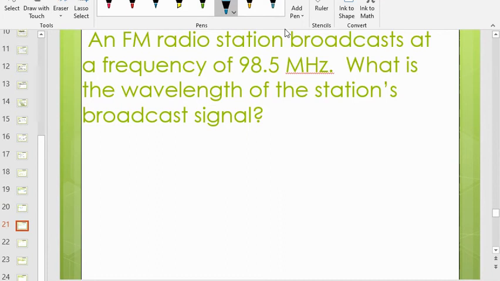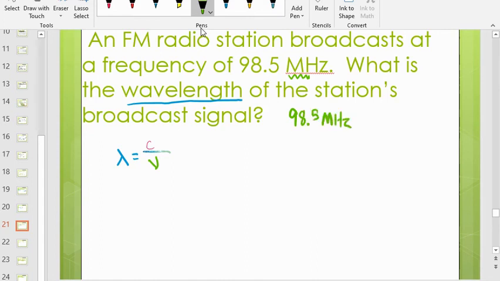Okay, the next one, they're giving us a frequency in megahertz, and they want to know what the wavelength is. So again, we're going to solve for wavelength, use the same equation that we had before, and that's going to be speed of light over our frequency. But this time, our frequency is given in megahertz, and so we can't use that. We need to get that out of megahertz and into a unit that we can use. So 98.5, that's megahertz.